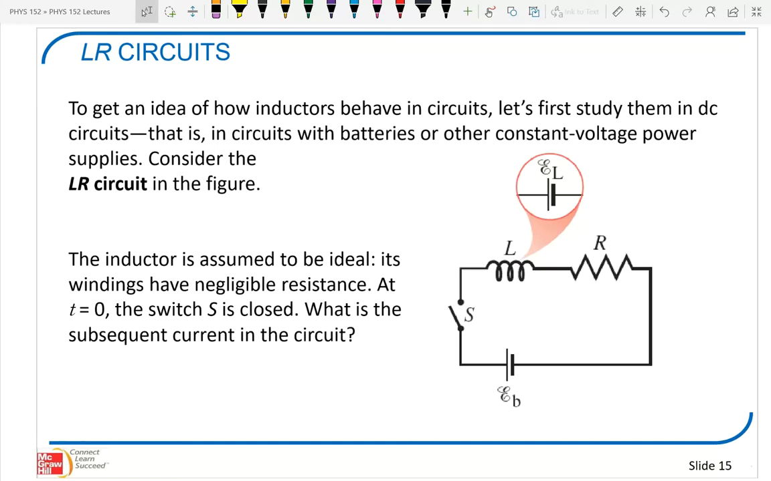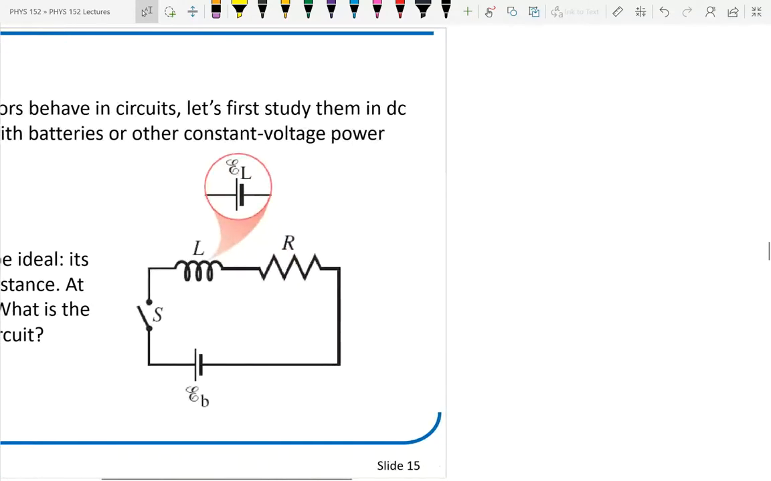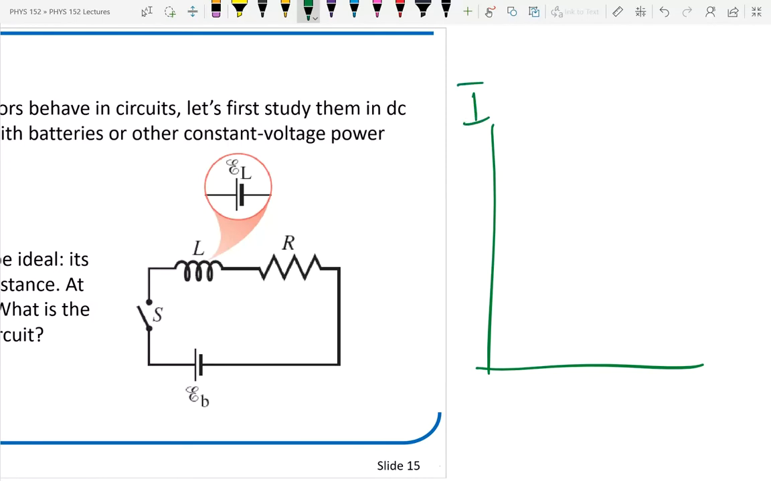What's the magnetic field in my coil if there's no current? 0. The magnetic field cannot go from 0 to something else instantly. It has to build up continuously. But the magnetic field we've just seen is proportional to the current. So when I flip that switch, the current can't instantly jump. The current has to start at 0 and work its way up. So when I flip this switch, I know right off the bat that if I graph current as a function of time, at the instant I flip the switch, the current's going to be 0.